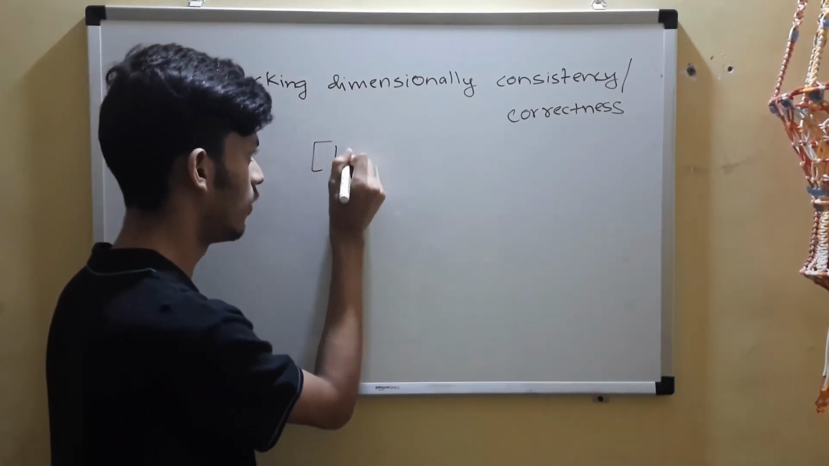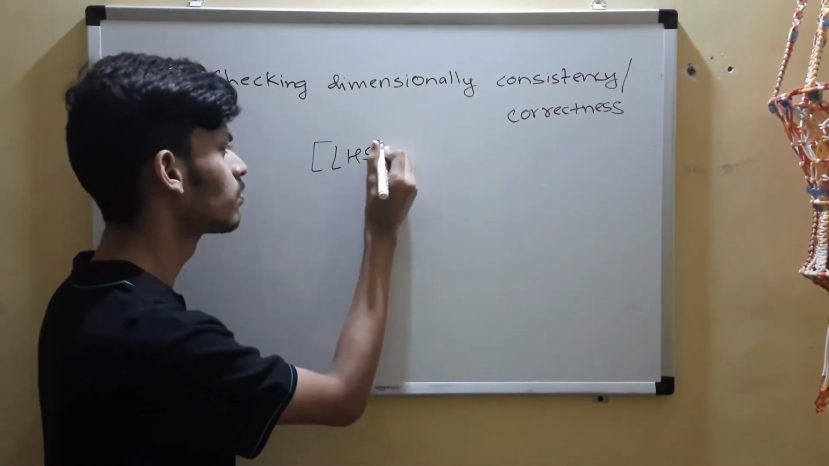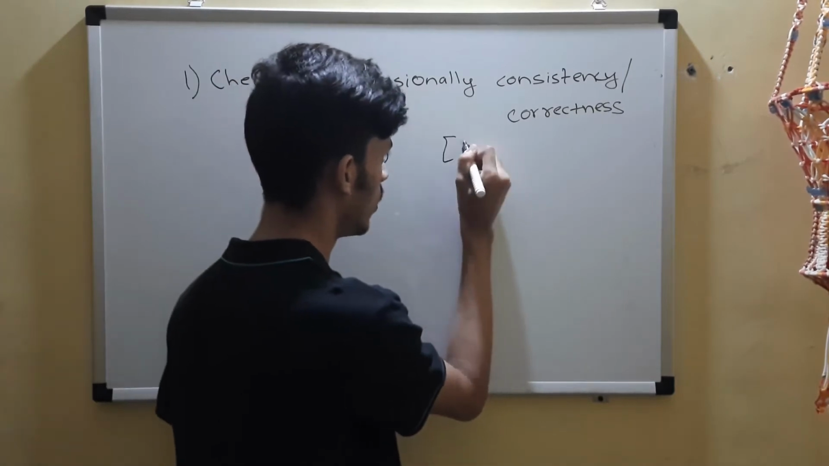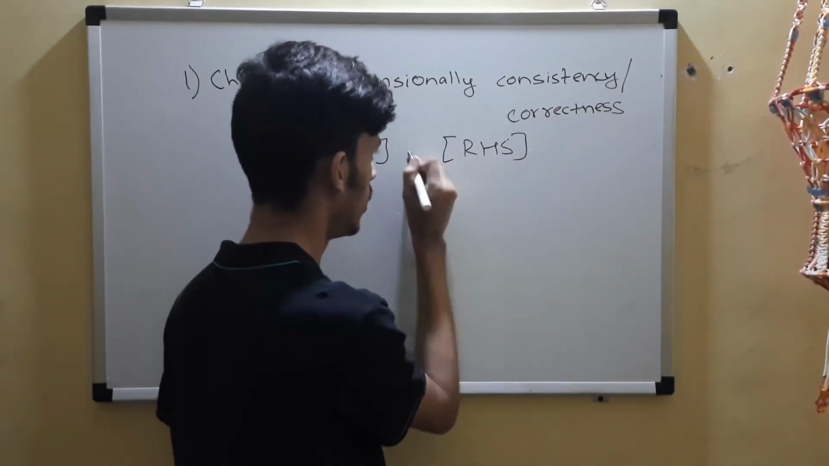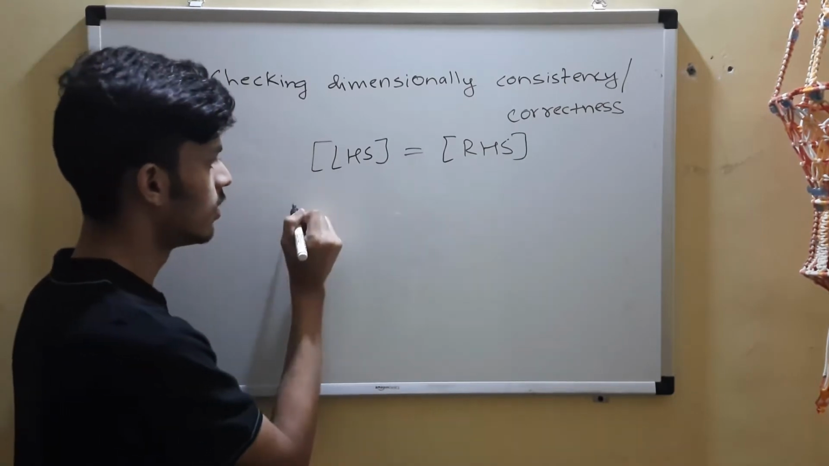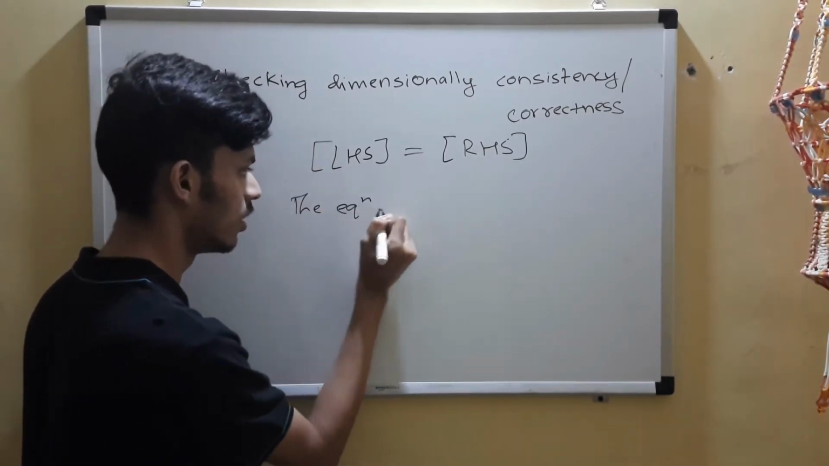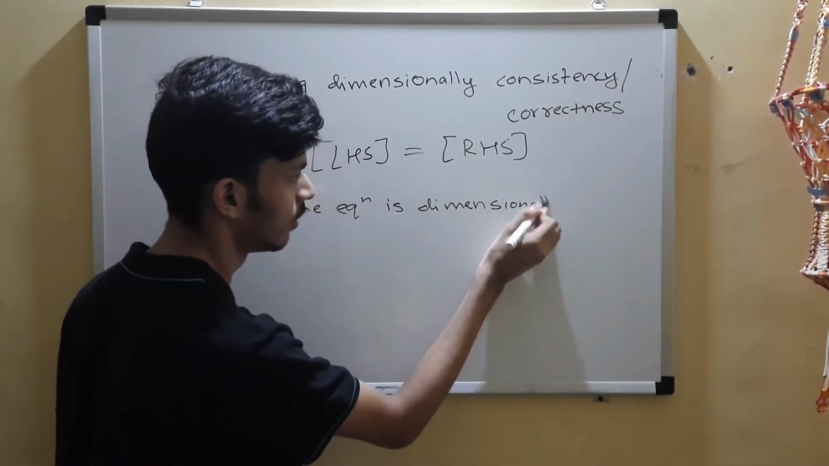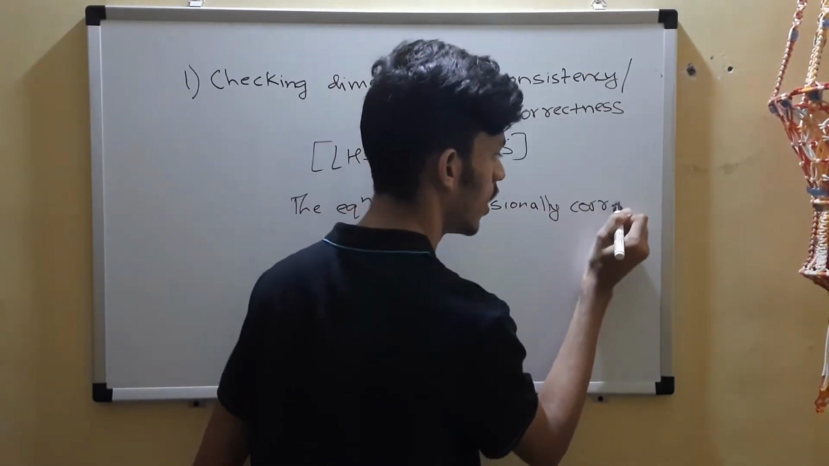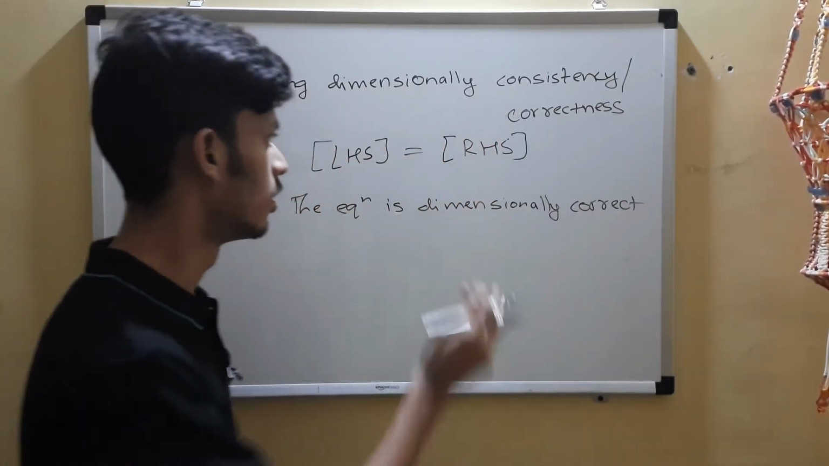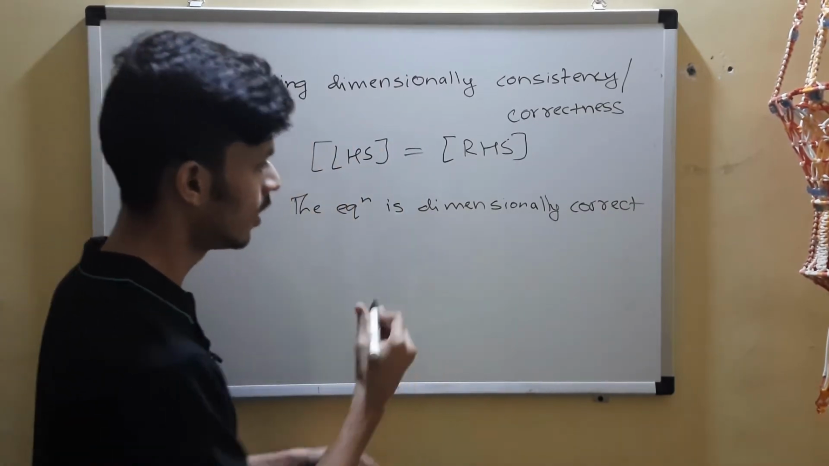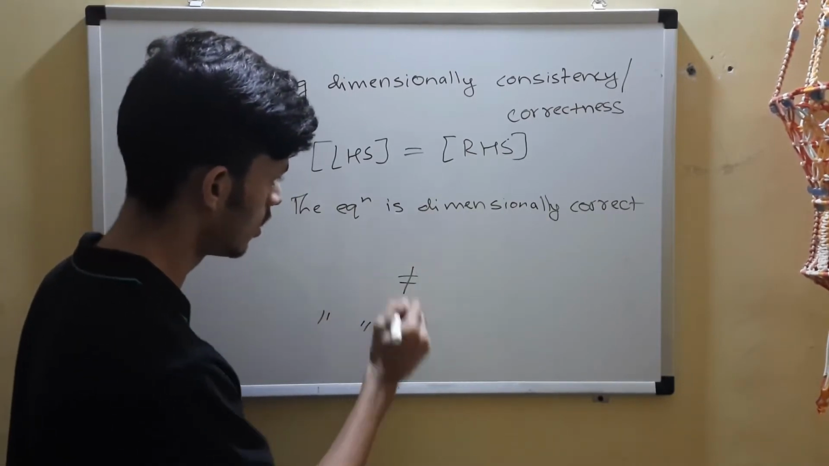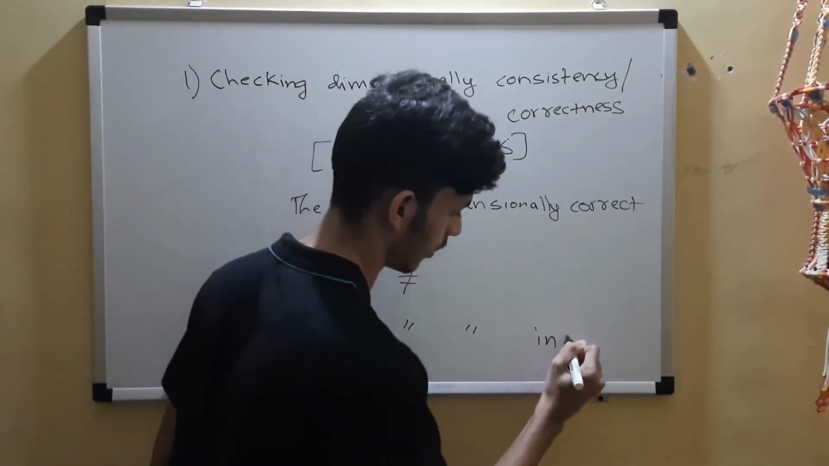I am explaining the procedure now. Take the dimensions on the left hand side, then take the dimensions on the right hand side. If they are equal, you have to conclude that the equation is dimensionally correct. And what if they are unequal, meaning they are not equal? You say the equation is dimensionally incorrect.